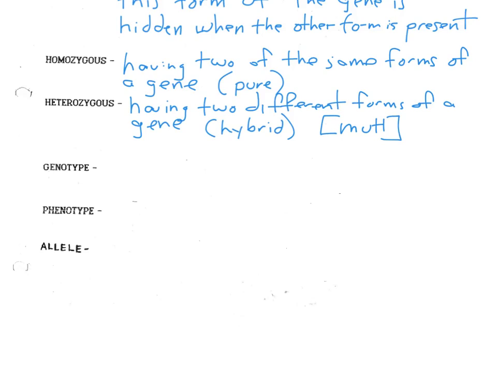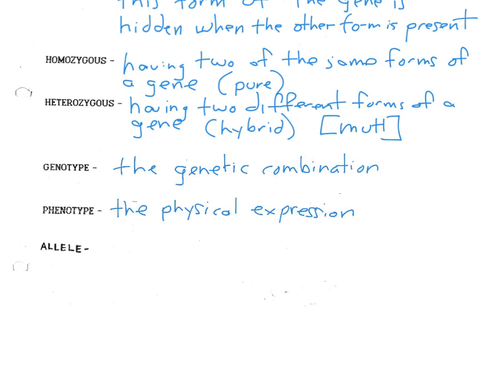So the genotype is the genetic combination on the inside, and the phenotype is the physical expression of the trait on the outside. So a genotype for a tall plant, we might reference as big T, big T. What we're really saying is that inside that plant, the section of the DNA that codes for height codes for tall on the part that comes from mom, and also tall on the part that comes from dad. But we simplify that by saying, if you will, big T, big T.